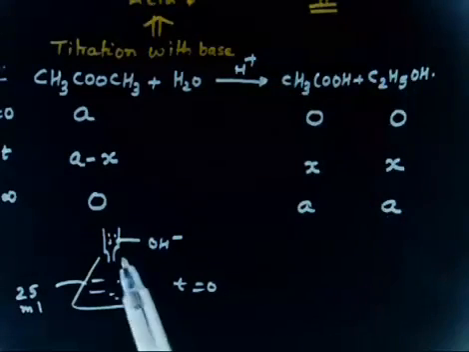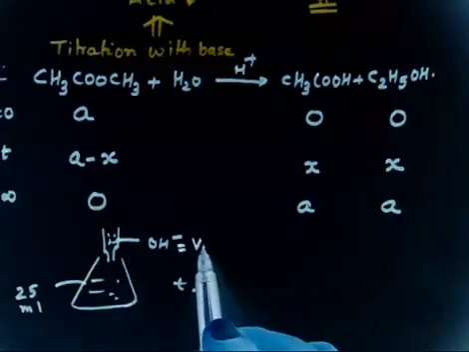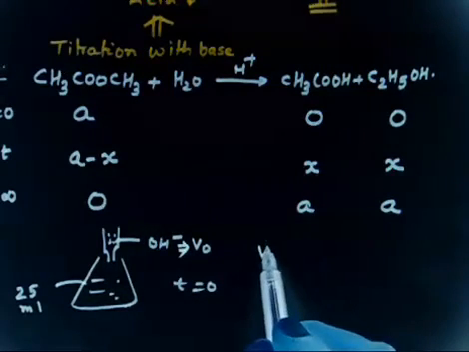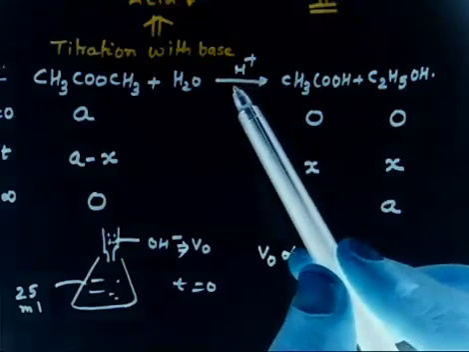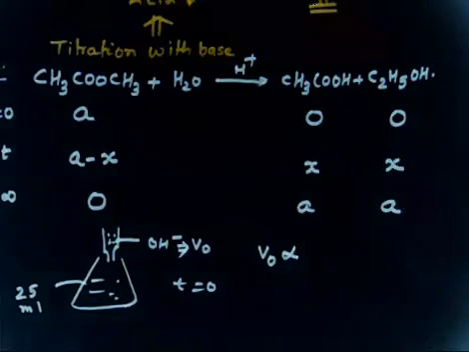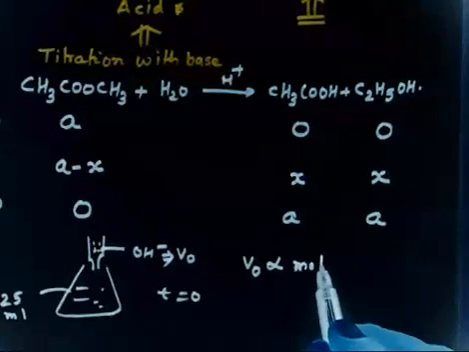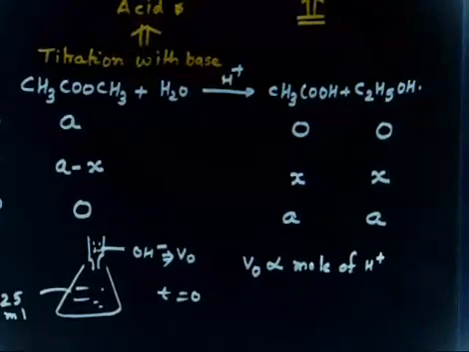So at t equals 0, let us say the volume of OH minus that I am using is V naught. So V naught is proportional to the mole of H plus, because initially I have only the catalyst. So this is proportional to the mole of H plus. Are you getting it or not?